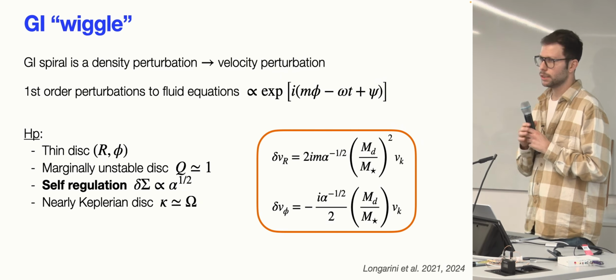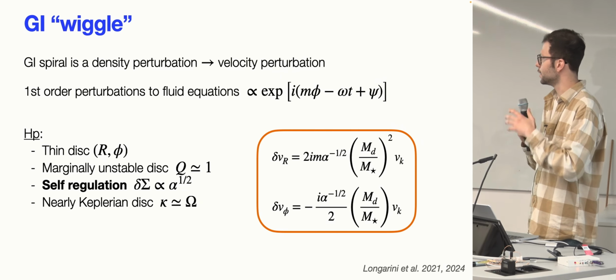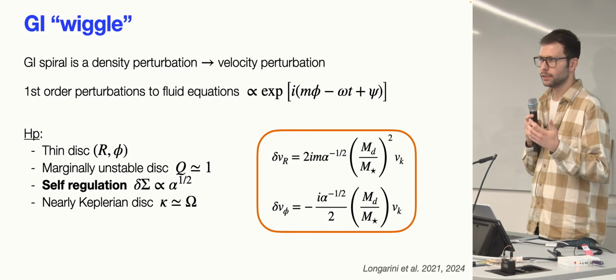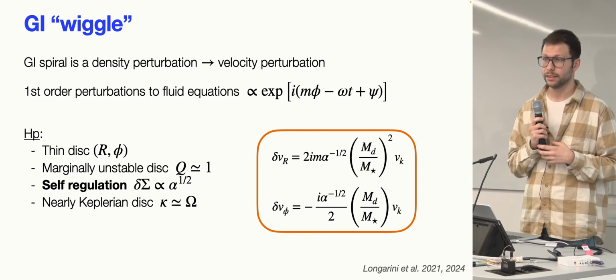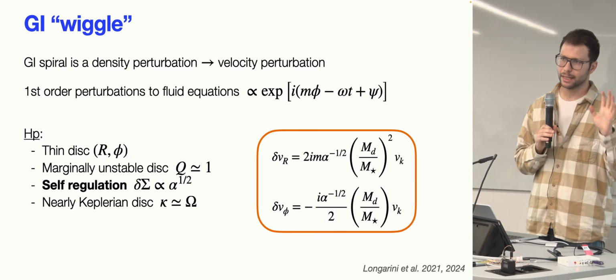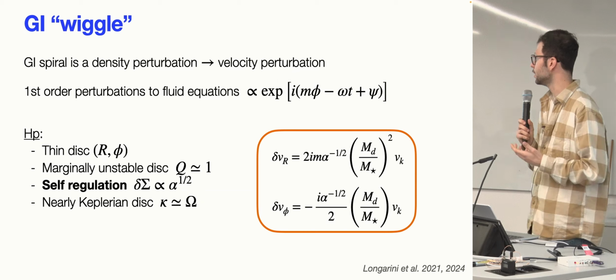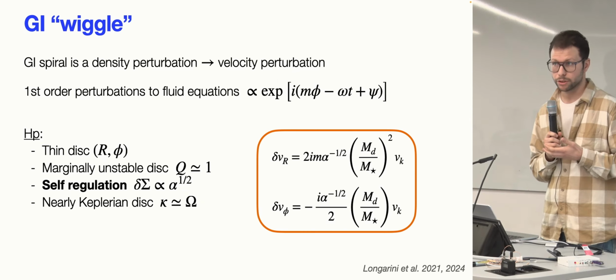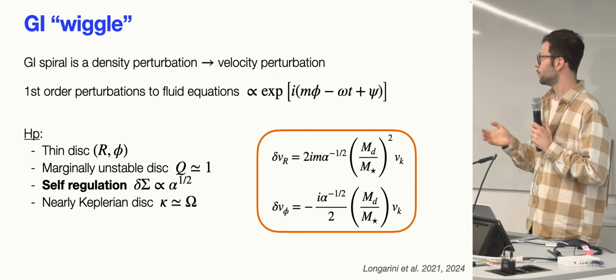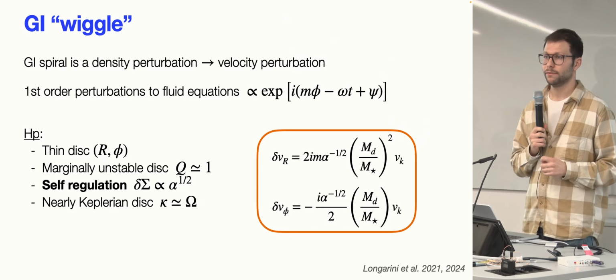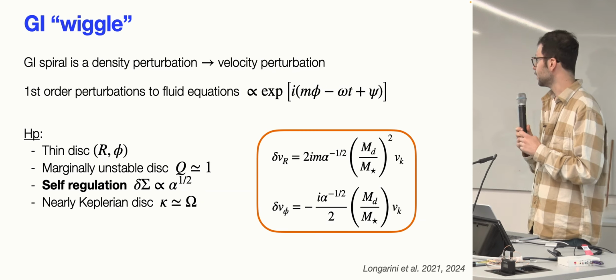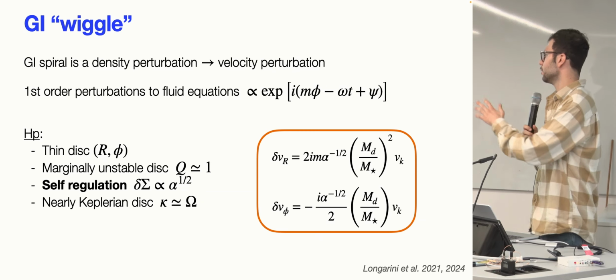So since gravitational instability is basically a spiral density wave, this wave can also perturb the velocity field. And to understand how the density and the velocity perturbations are related, we need to solve the fluid equations. So we took the fluid equations, we perturbed them, and then we obtained the radial and azimuthal components of the velocity field, under a given hypothesis.